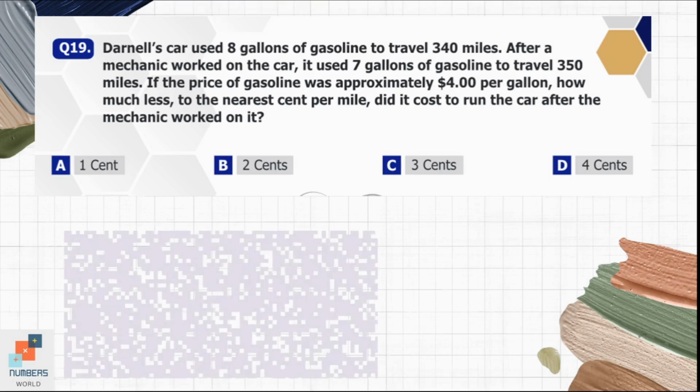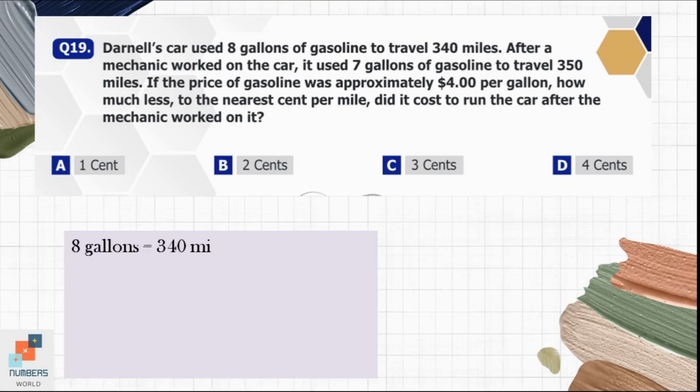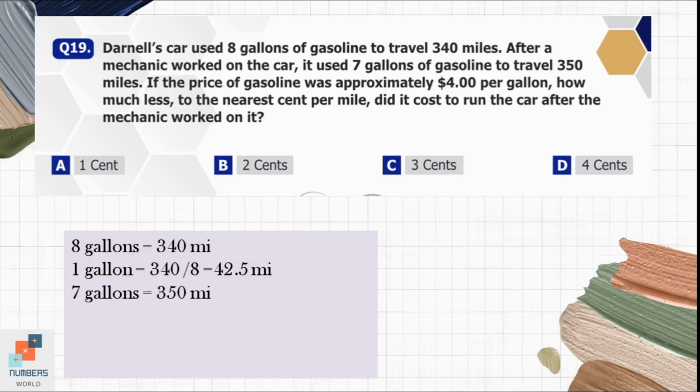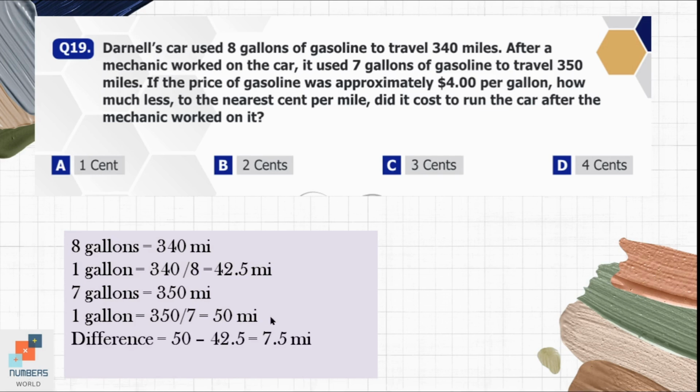So, a car can travel 340 miles in 8 gallons. So, in 1 gallon, it can travel 42.5 miles. After the mechanic's work, it can travel 350 miles in 7 gallons. So it can travel 50 miles in 1 gallon. Now we are going to find the difference between the distances before and after the mechanic's work. So it is 7.5 miles.